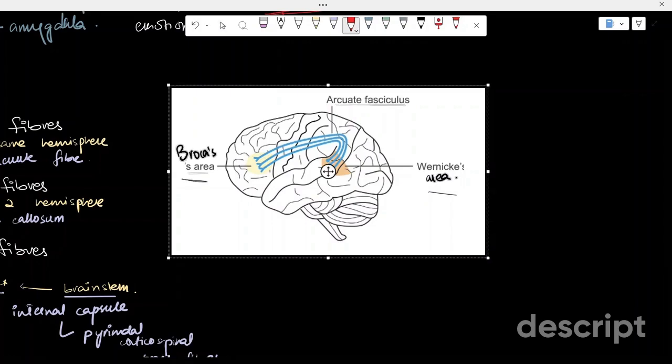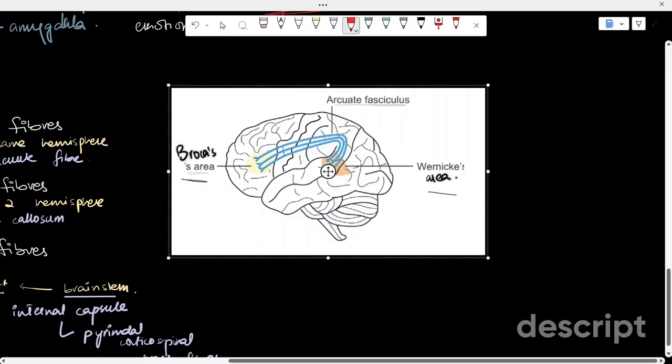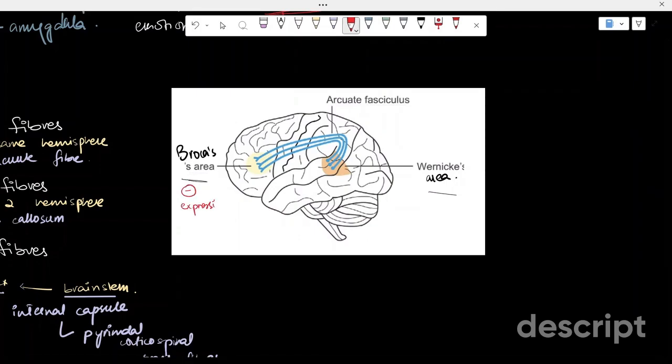Now, coming to this diagram, let's discuss what happens if there's a lesion in each part of this. If there's a lesion in Broca's area, as we discussed early on, there will be expressive aphasia. That means B for Broca and B for broken language. The person will not be able to speak properly. If there's a lesion in Wernicke's area, there will be receptive aphasia, which means the person can speak fluently, but they will have a meaningless speech.